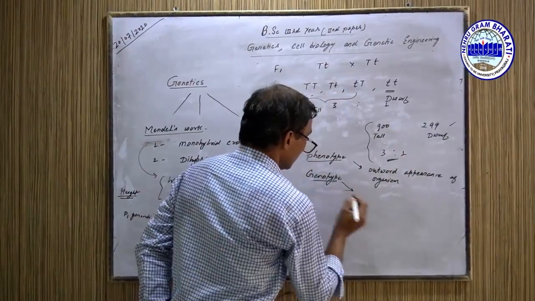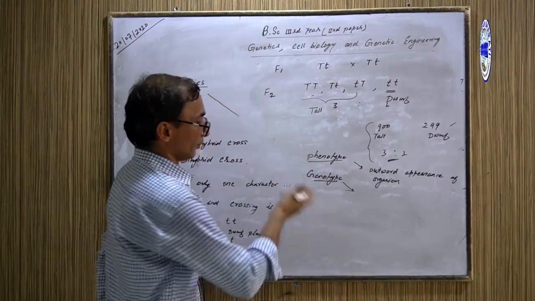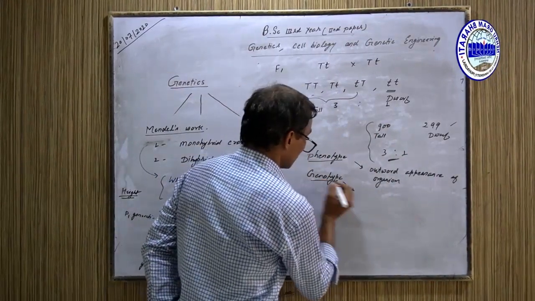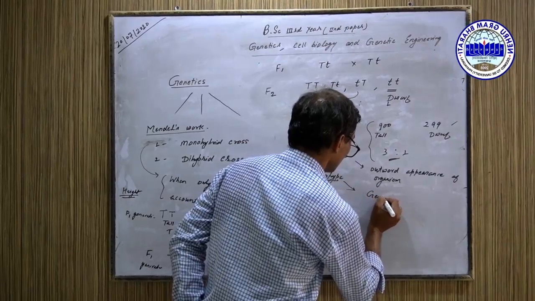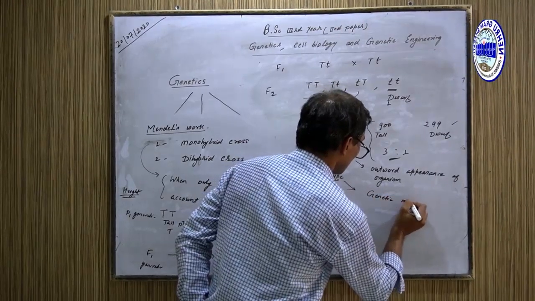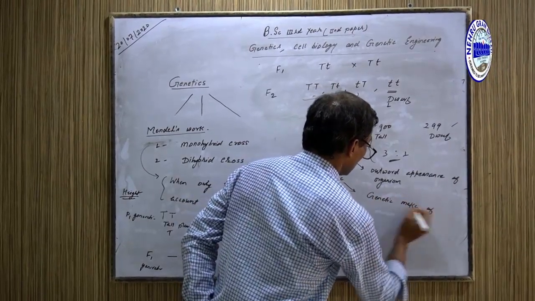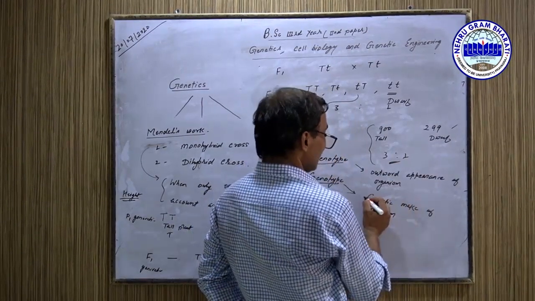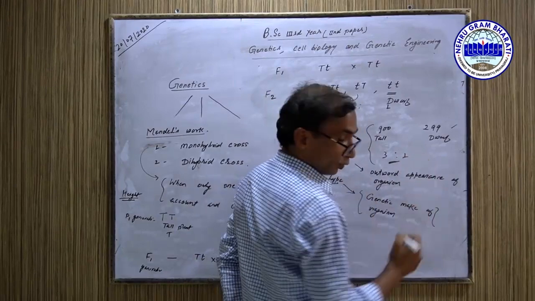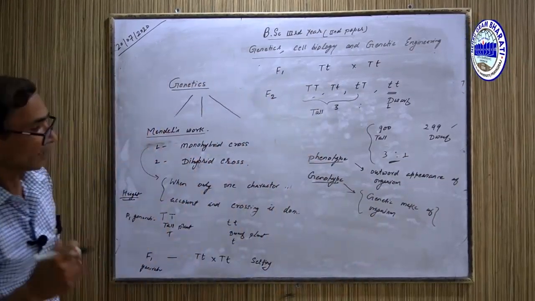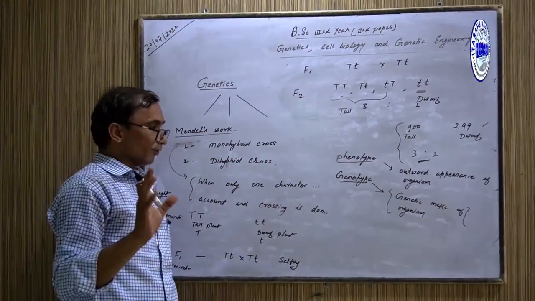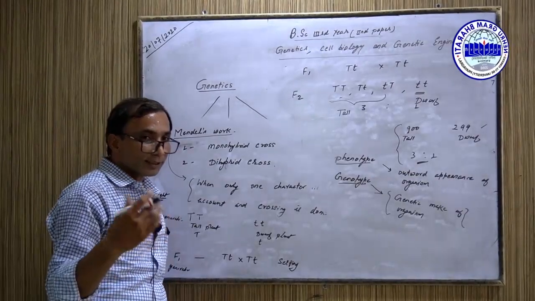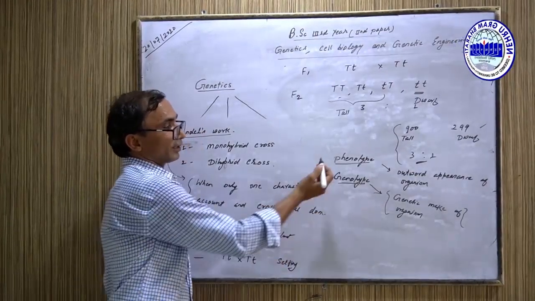And genotype is the genetic makeup of the organism. It is generally not easy to get the genotype of the organism, but in transmission genetics we can easily calculate and predict what is the genotype and what is the phenotype.